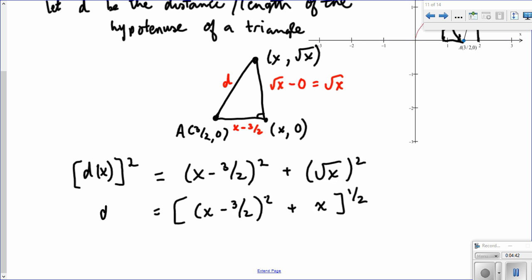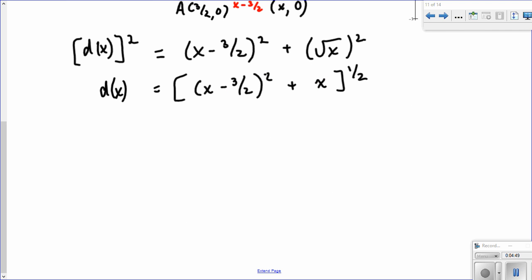All right, so I've got my function for distance in terms of x. Can I take the derivative of this? That's the next step, always, and we'll see this on the next slide, this algorithm for doing these types of things. So let's take the derivative of it.